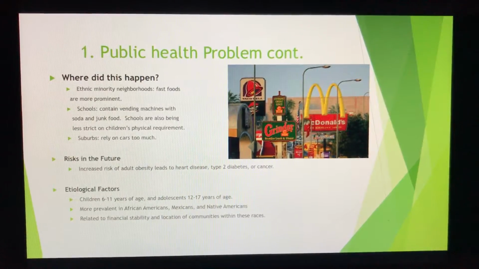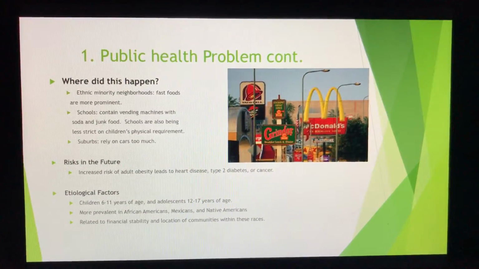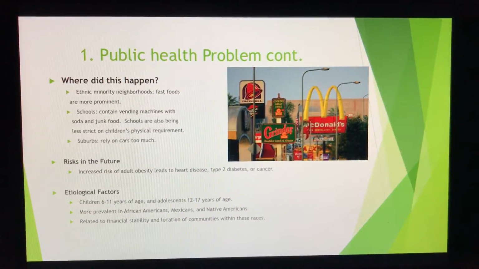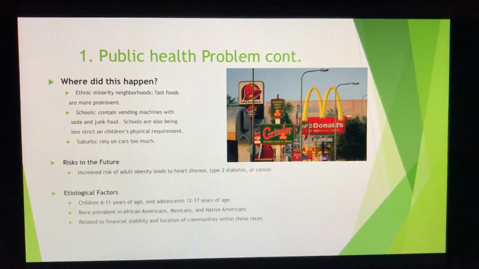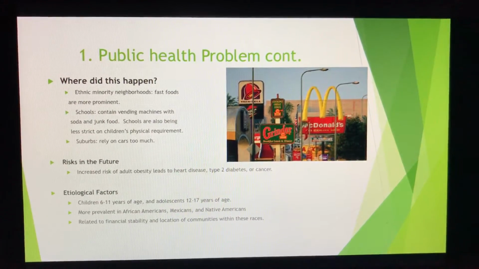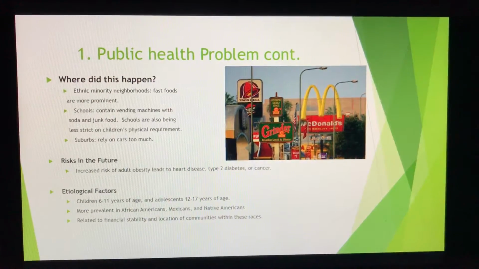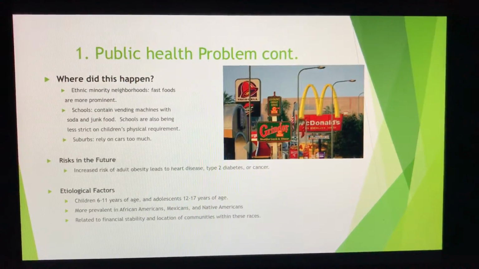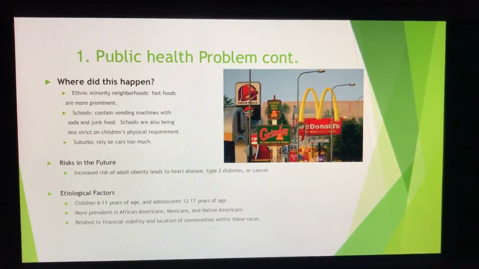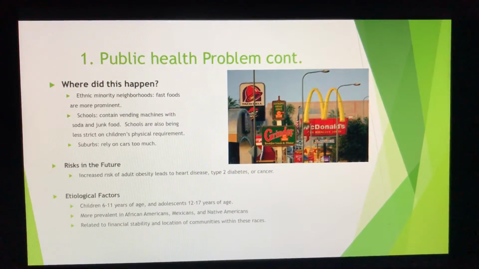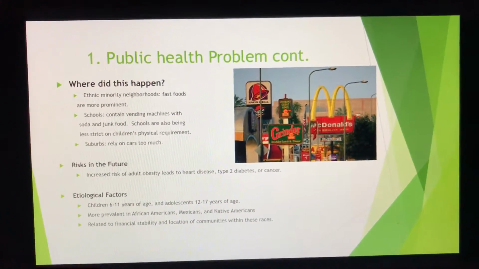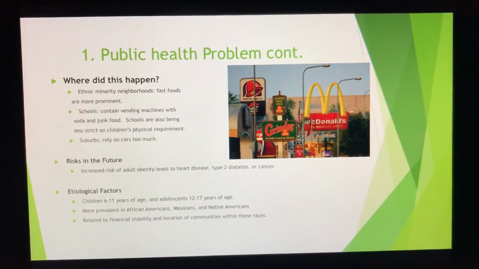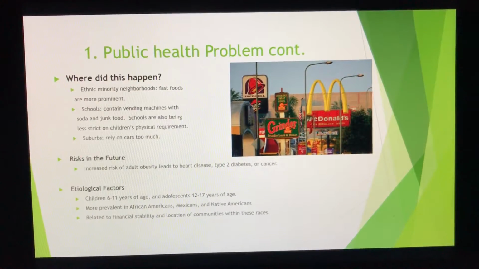And then schools are also being less strict on children's physical requirements. For example, 87% of schools used to require physical education in 8th grade, and now only 47% required in 10th grade and only 20% required in grade 12. And then another common area where child obesity is prevalent are in suburbs because people rely too much on cars. They use cars even to walk to get some milk from the market when they can simply walk there.